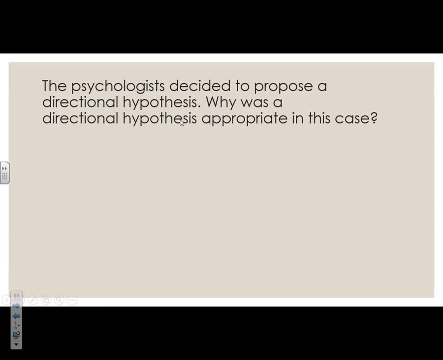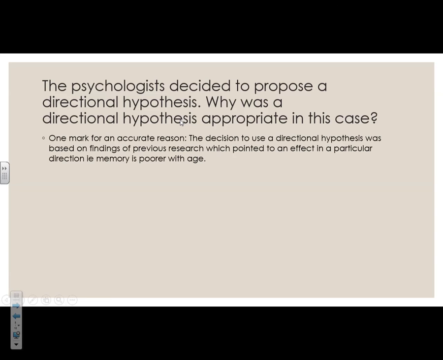Psychologists decided to propose a directional hypothesis. Why was a directional hypothesis appropriate in this case? We talked about this in class, it's really, really important. 1 mark for an accurate reason. The decision to use a directional hypothesis was based on findings of previous research, which pointed to an effect in a particular direction. So they knew that previous research indicated memory is poorer with age. You don't do as well in memory as you get older. Previous research has shown that, so it must be directional, because if there's previous research, you would use it. And then write a suitable directional hypothesis.